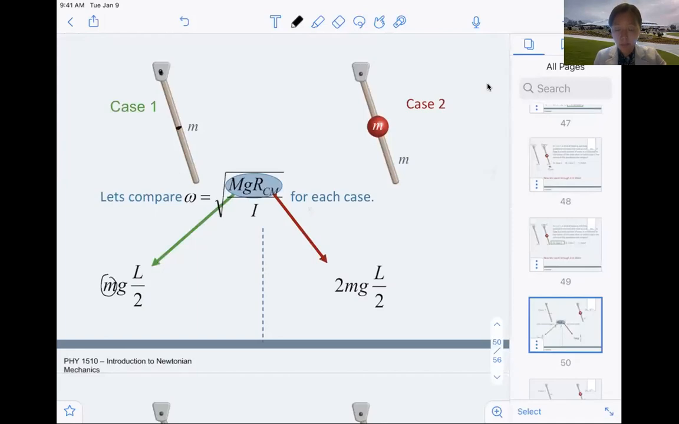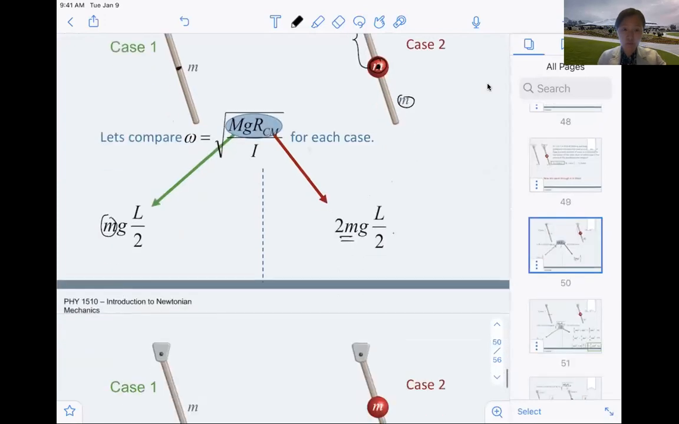Now, case two, you have a stick with mass m, and you have a point particle with the same mass, so there are two masses, so it's 2m. And in terms of the distance, they all have the same distance, right? This point particle is at the center of the mass of the stick, at the same location. So the center of the mass of the entire object is still at L over 2 away from the rotational axis. That's how we expand the numerator for case two.